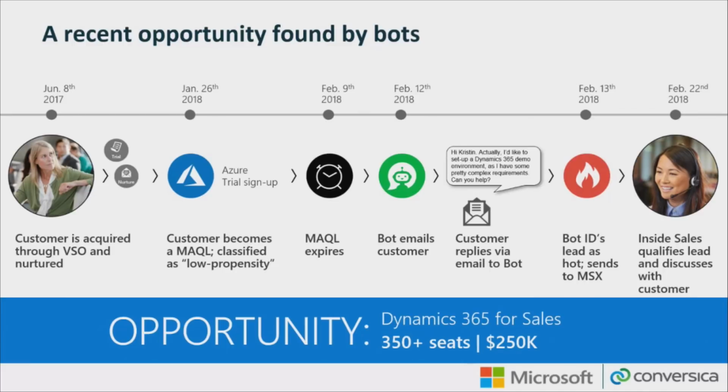And this opportunity was a 350-seat deal for about $250,000. So really, really great opportunity that the bot found, and material to the business. So an example of a diamond in the rough.